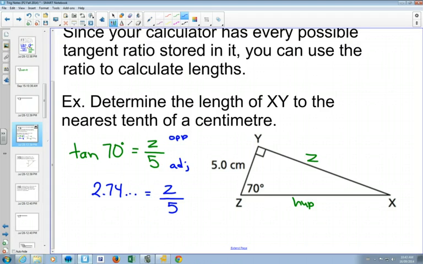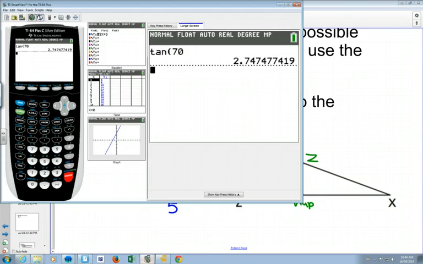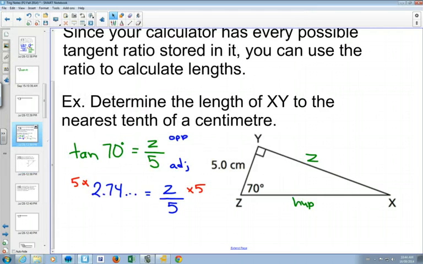Multiply both sides by 5. So again, go to my answer. All I need to do is multiply it by 5 and push enter, and I have 13.7. Nearest tenth is what they're looking for. 13.7 centimeters.